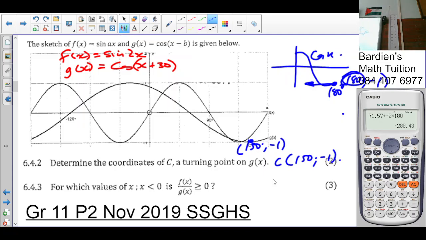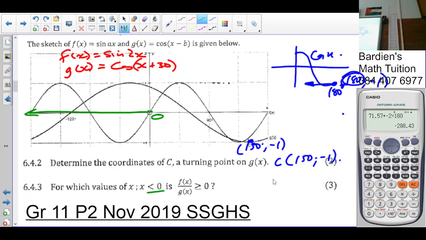Okay. In 6.4.3, you are told that for which values of x, where x is less than 0, which means to say I'm only going to consider this part of the graph. Only. Why? Because we are told that x is less than 0. If they had told us that x is more than 0, I would have gone in that direction. Can you see that, people? Alright. So f of x divided by g of x is going to be an answer greater than or equal to 0. People, what does greater than or equal to 0 mean?